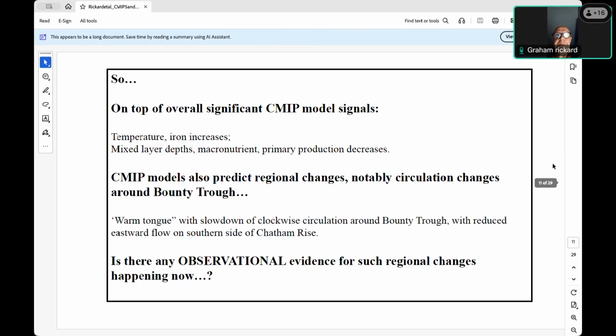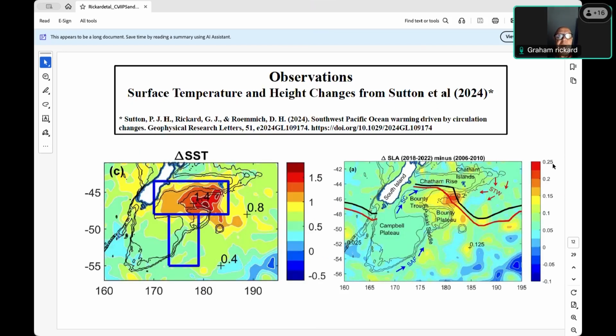Next one, please, Paul. Just to summarize that, on top of the overall significant model signals we see, which is the temperature changes and the biogeochemical changes, we see the circulation change around Bounty Trough. This is all fine in the models, but is there any observational evidence for such changes actually happening now in the present day system? So now we'll go on to look at the observational evidence.